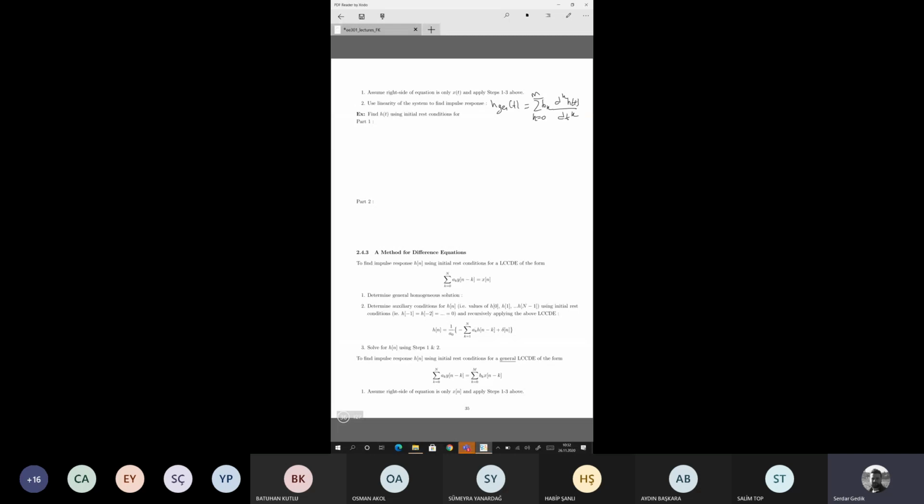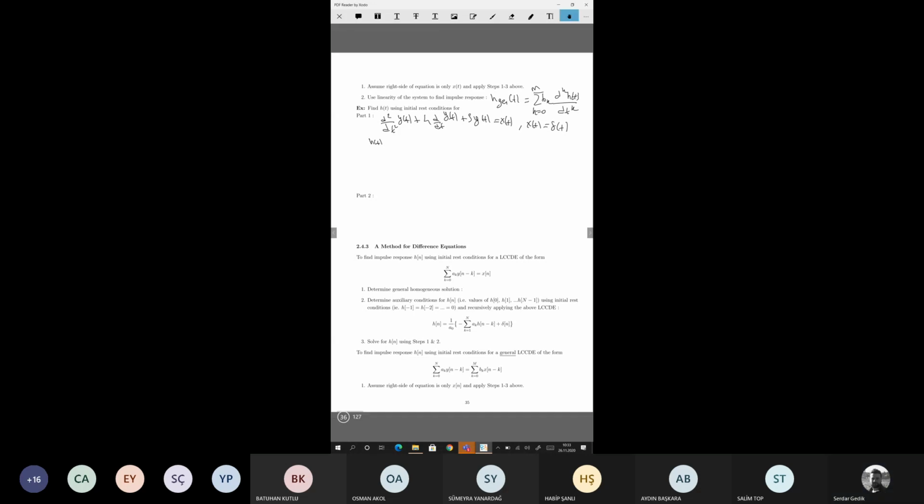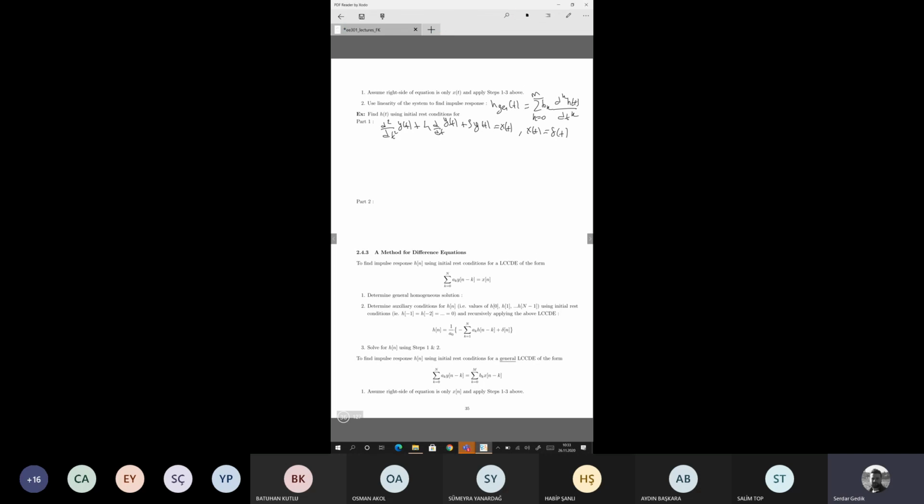So find h of t using initial rest conditions for this equation. What is this? d squared by dt squared y of t plus 4 d by dt y of t plus 3 y of t is equal to x of t. So of course, I will assume that x of t is impulse of t in order to find the impulse response.